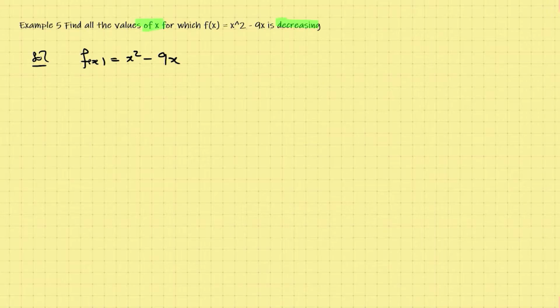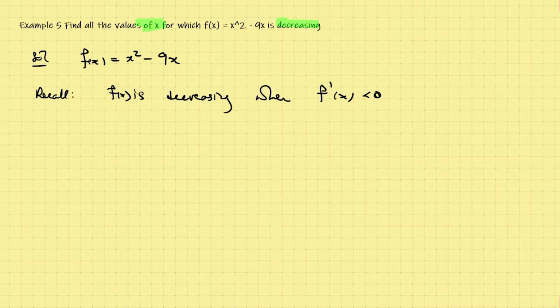So recall, as we did in the last example, f is decreasing when f prime of x is less than 0, right? So that's the condition we're going to apply on our function to be able to work out for what values of x the function is decreasing.